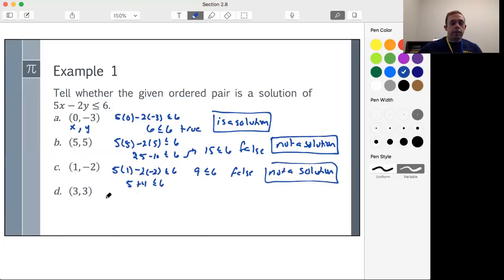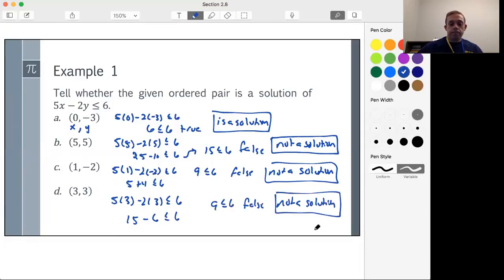And then lastly here, we have (3, 3). So 5 times 3 minus 2 times 3. Is that less than or equal to 6? What is 15 minus 6? So that is 9. Is 9 less than or equal to 6? No, that's false. So it is not a solution.